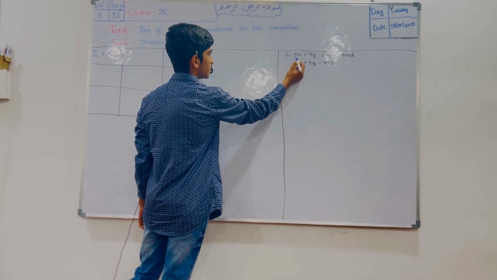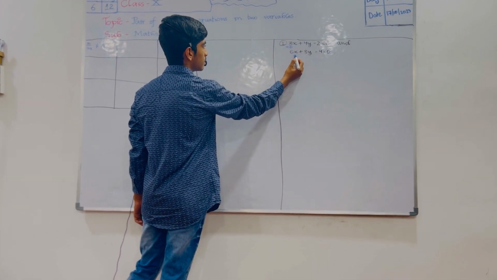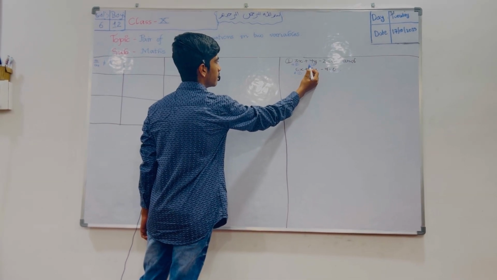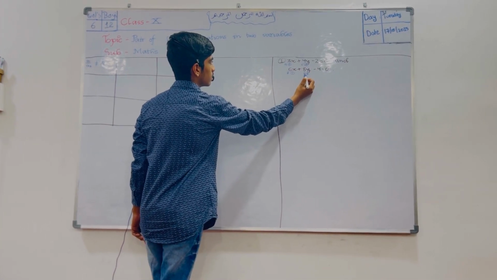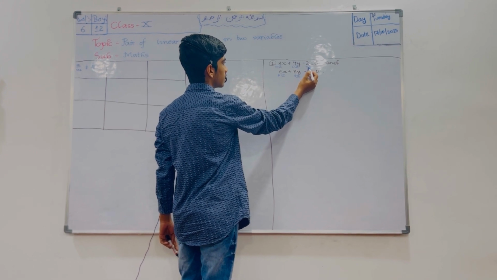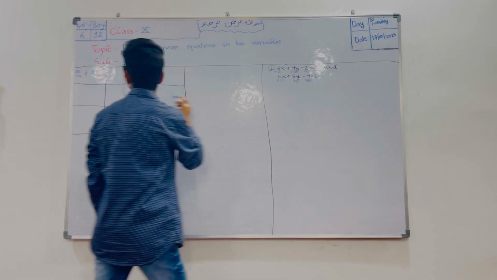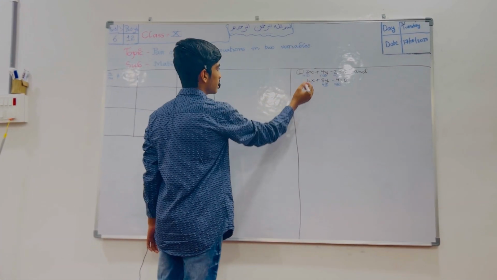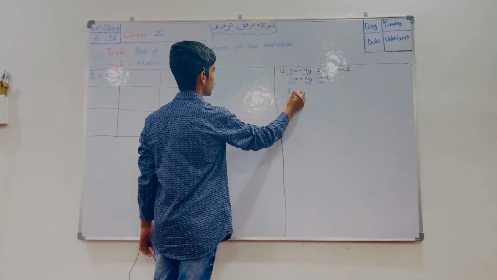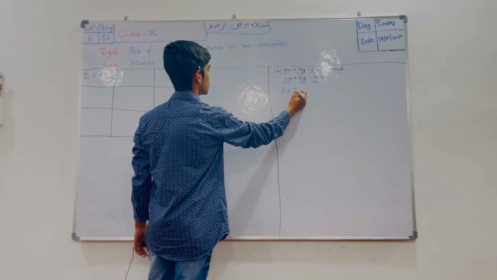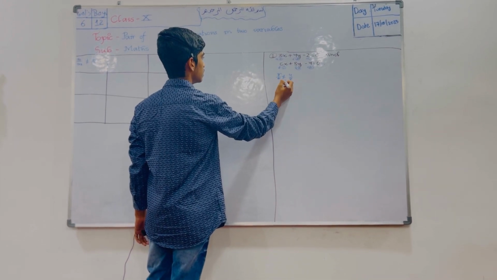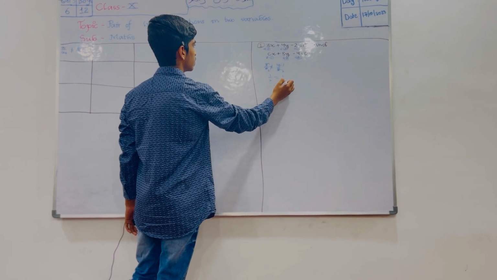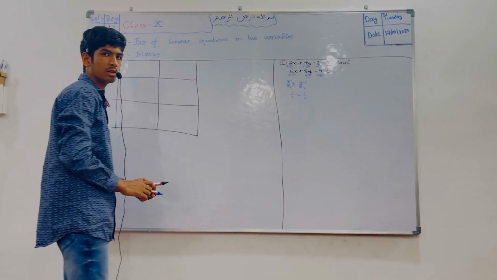This is the first term, so it is a1 and this is also the first one. This is b1 and this is the second term, b2. The last one is c1 and this is c2. The first condition is a1 by a2 is not equal to b1 by b2. It means 3 by 6 is not equal to 4 by 8. 3 ones are 3, 3 twos are 6, 4 ones 4, 4 twos 8. Here 1 by 2 is equal to 1 by 2. It means a1 by a2 is equal to b1 by b2.